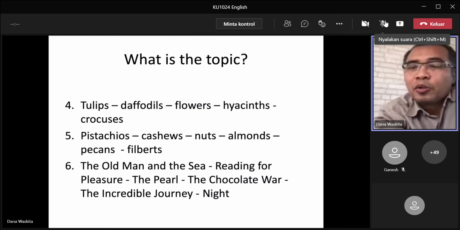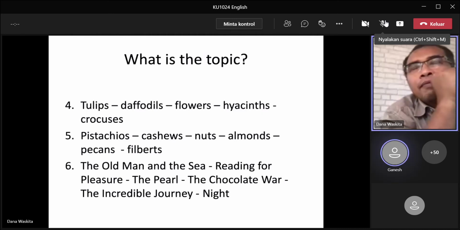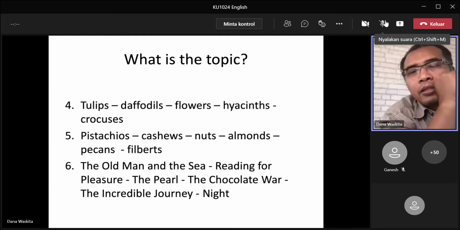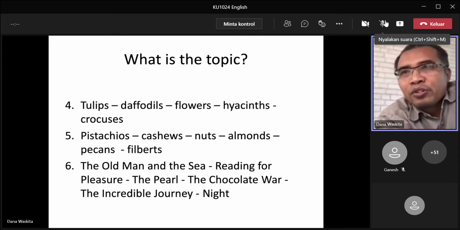So we can learn from this one. And then number five, what do you think of this? Nuts. Do you know cashews? Kacang mete. Do you know filberts? Nope. Even if you don't know filberts, you believe that at least you know almond is a part of nuts. And moreover, you know cashews is a part of nuts. And maybe the others are also a part of nuts. Even though you don't know it, you can guess it. Okay.